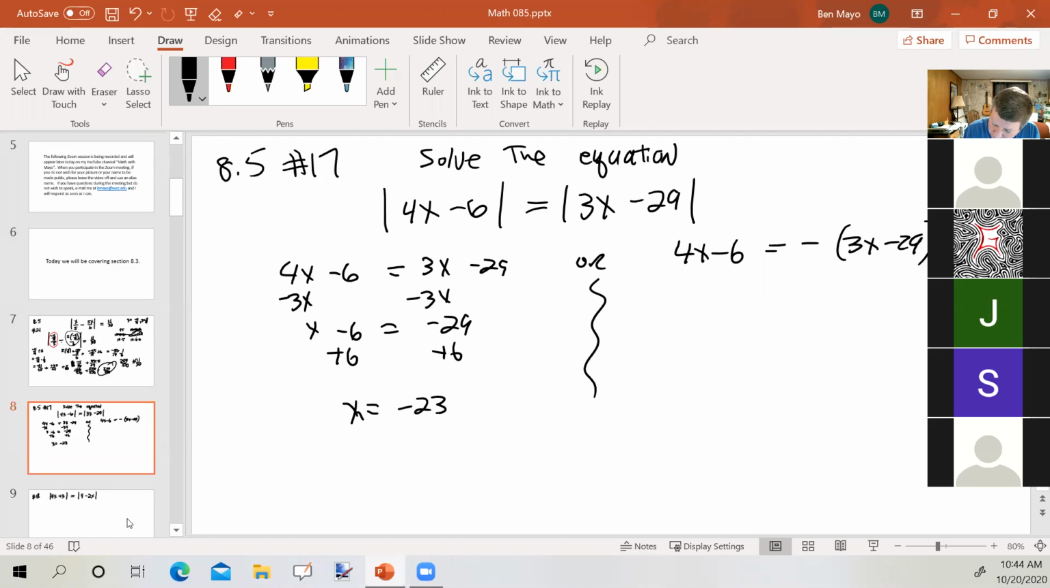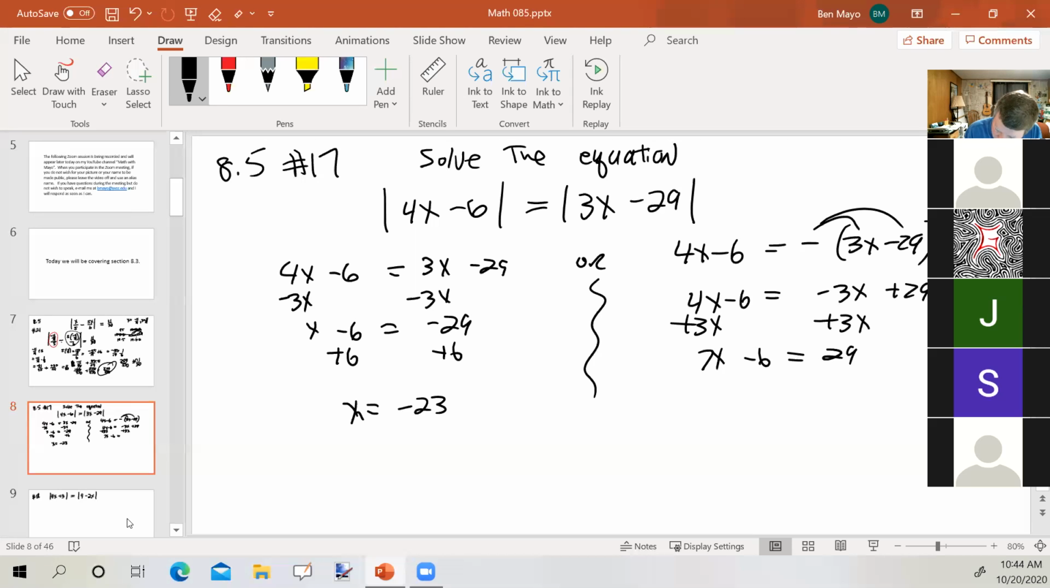Second equation, I'm going to distribute the negative sign, negative 3x plus 29. I'm going to add 3x to both sides. 7x minus 6 equals 29. Add 6 to both sides. 7x equals 35. Divide by 7, x equals 5.